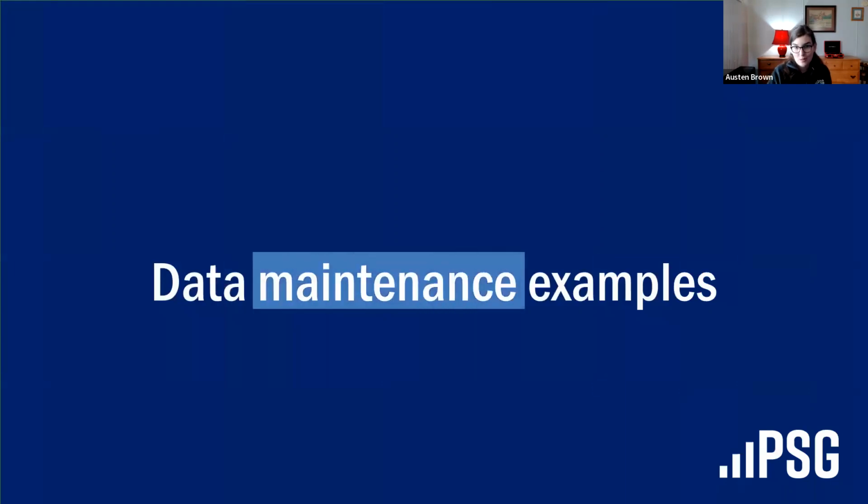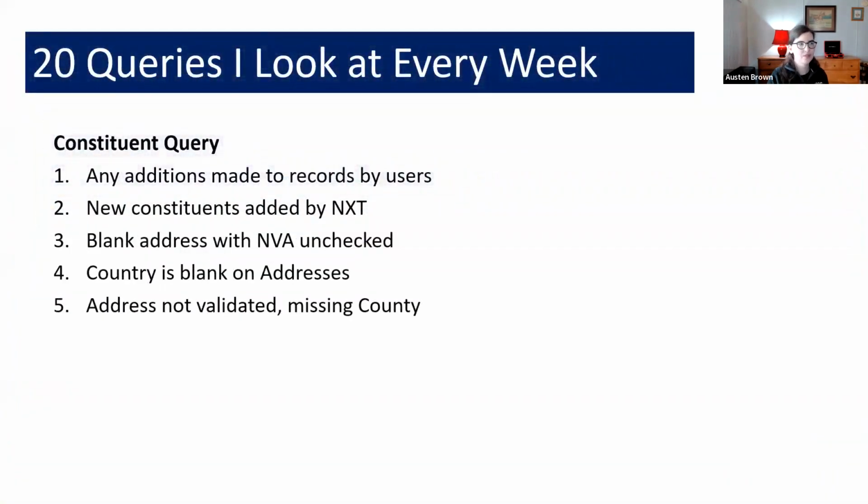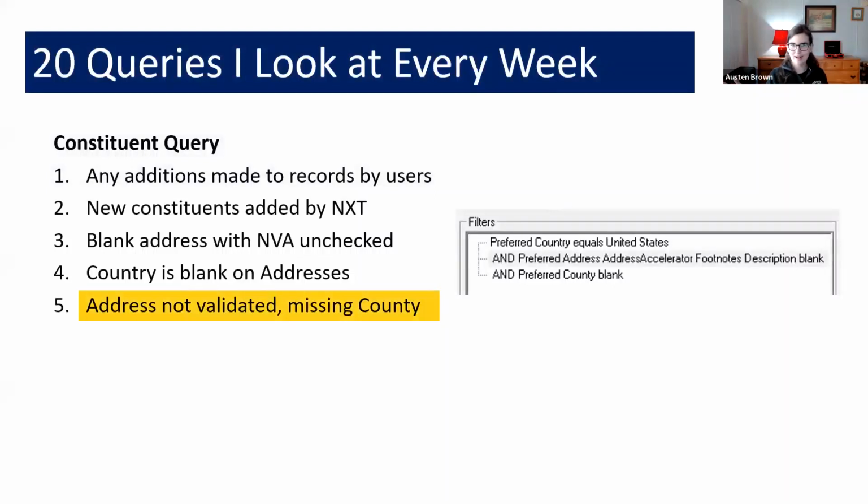Here are a few examples of queries that I look at every week and some projects that I've worked on in the past few years. So we're going to take this 5 queries at a time, and then I'm going to show you how to build one. So this particular query is looking for addresses that have not been run through Address Accelerator yet. So I know county is a field that's provided by Address Accelerator. This query is looking for US-based addresses that haven't been run through and don't have an exception error that I then need to research.